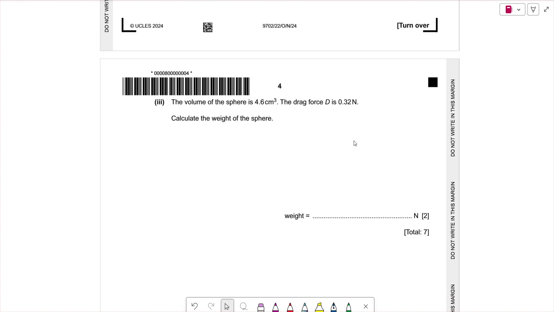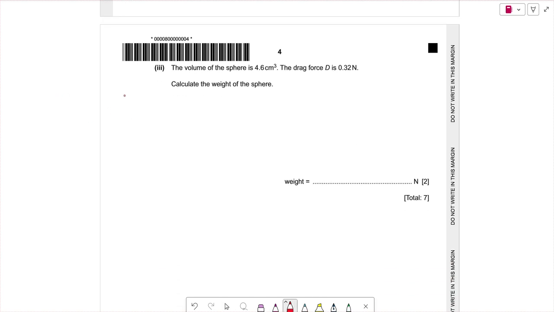So since the drag force is known to us, and in the previous part we have found an expression that connects weight, upthrust, and the drag force D. Drag force we already know. Upthrust we can calculate using the formula upthrust equals rho g V, where rho is the density, g is the gravitational field strength, which is 9.8, and V is the volume.